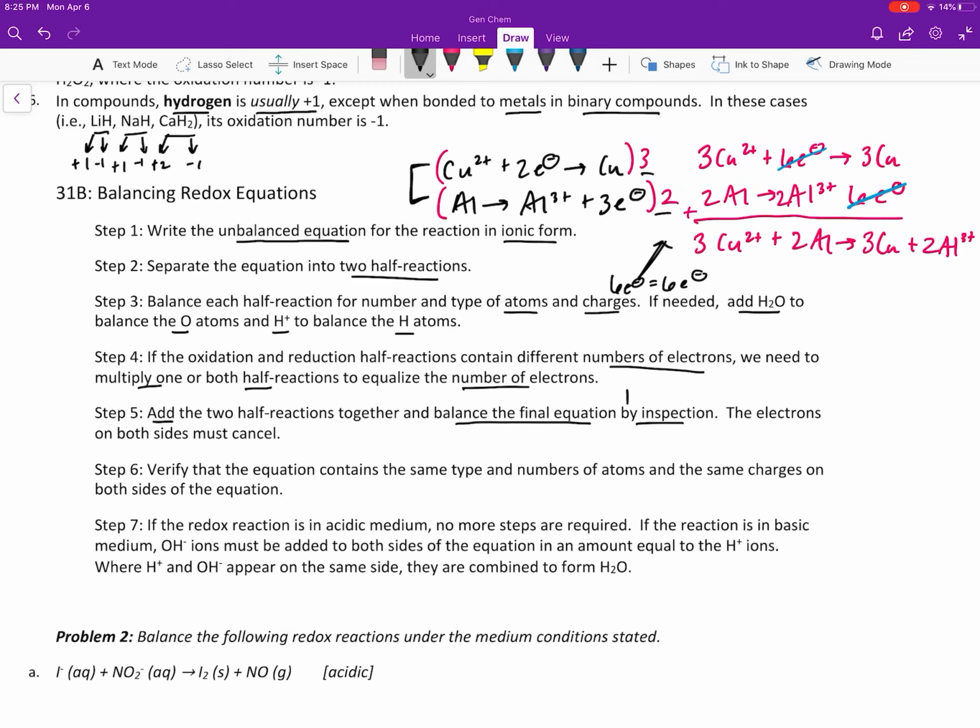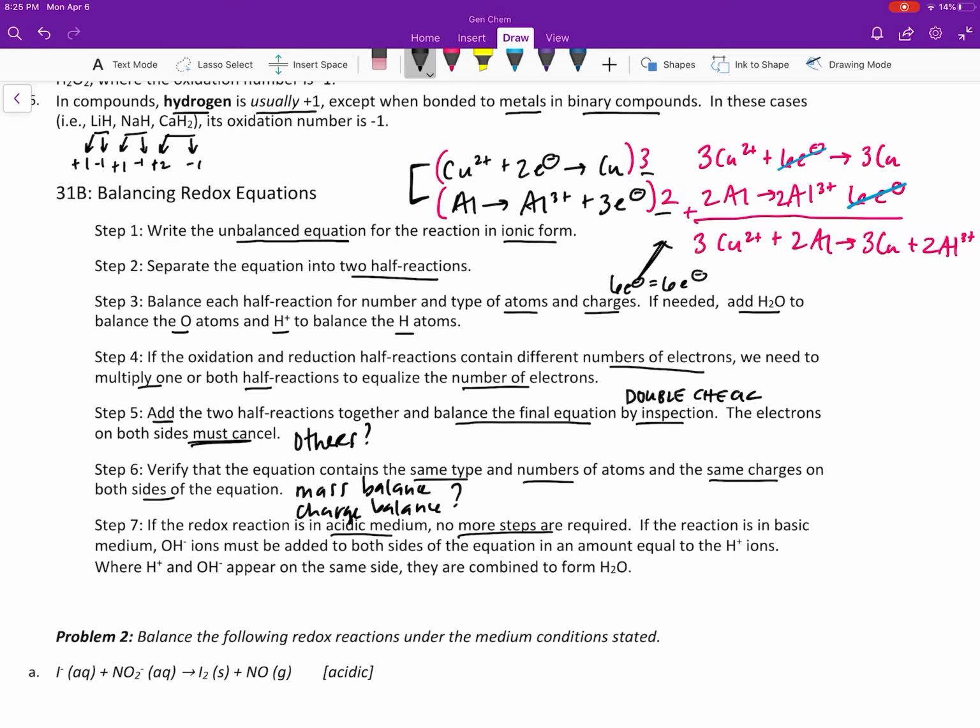So this is where we're just basically going to double check ourselves. The electrons on both sides must cancel, but we need to make sure that other things don't cancel. So we're going to check, are there other things that cancel out? Verify that the equation contains the same type and numbers of atoms and the same charges overall on both sides. So we're looking for mass balance and charge balance. Okay. If the redox reaction is in an acidic medium, no more steps are required.